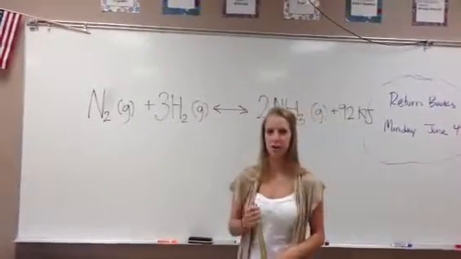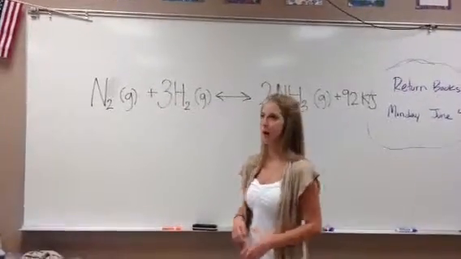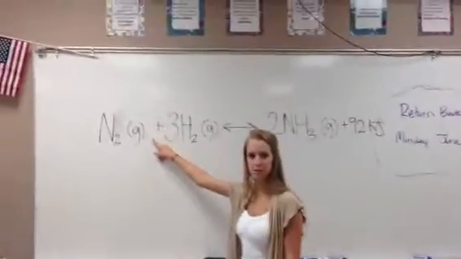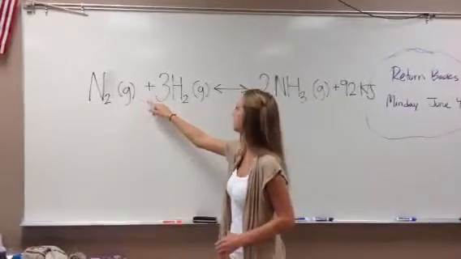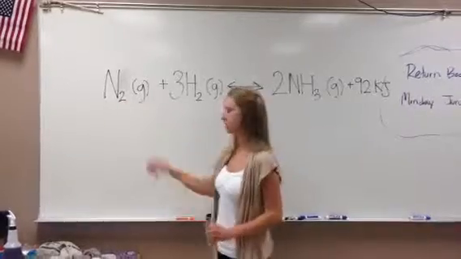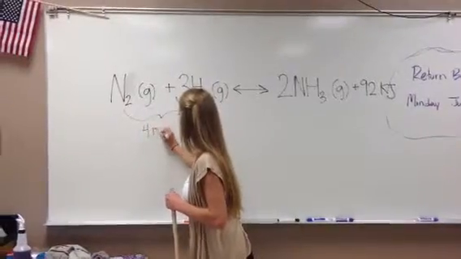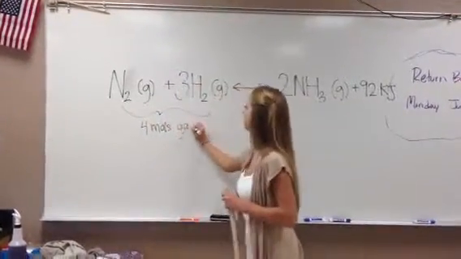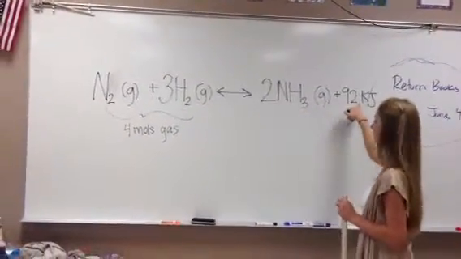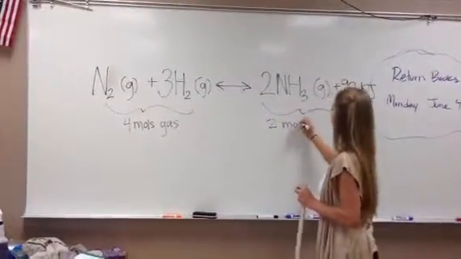So that's for concentration, and then pressure is similar, but you shift to the side that has more moles of gas. So you have to look, if this was aqueous, you wouldn't be able to count this as a mole of gas. So this has 3 moles of H2 gas and 1 mole of N2 gas, so it has a total of 4 moles of gas. And on this side, there's 2 moles of NH3 gas, and this doesn't get counted because that's just energy. So this side would have 2 moles of gas.